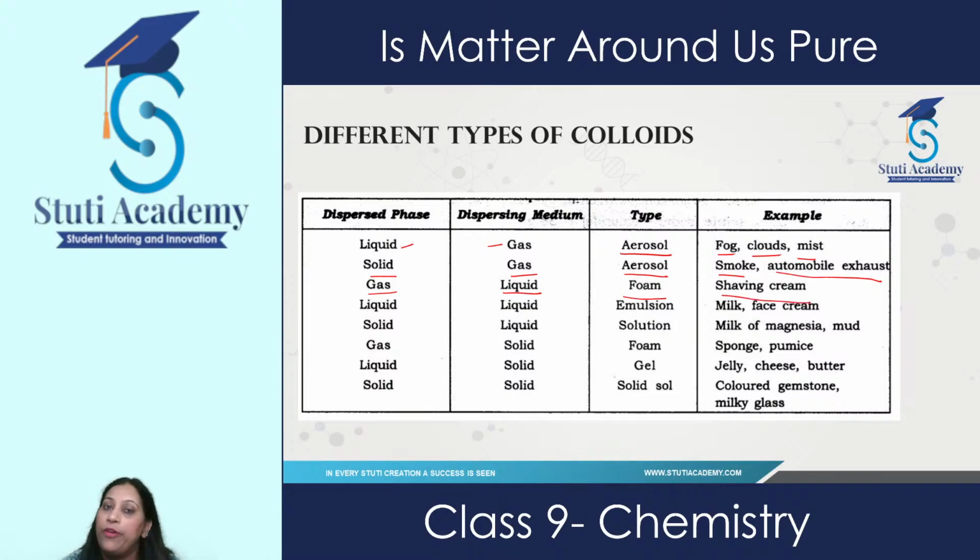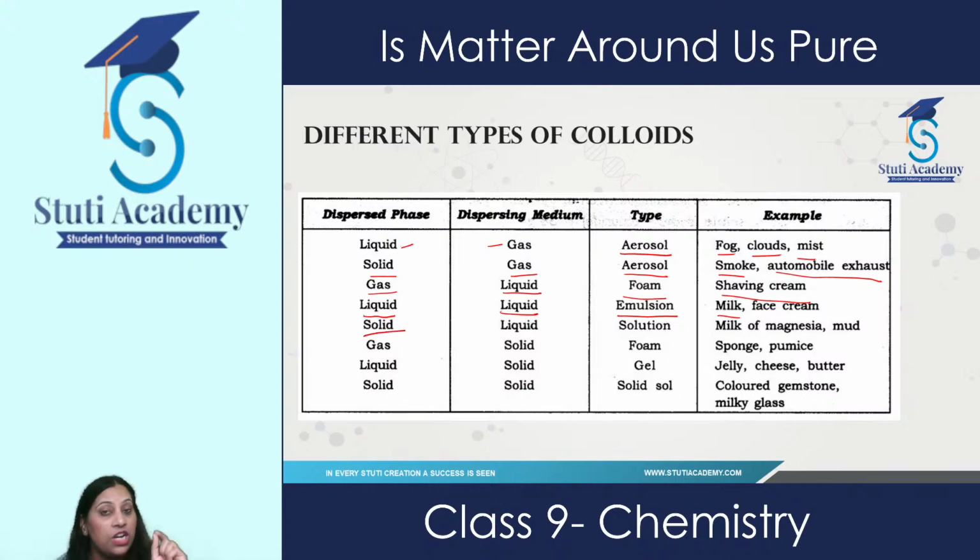Another type of colloid is when the dispersed phase is liquid and the dispersing medium is liquid. It means they both are liquids. That is known as emulsion. Examples are milk and face cream, the creams which we use on our face on a daily basis.